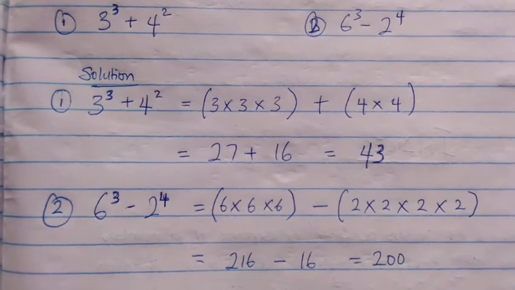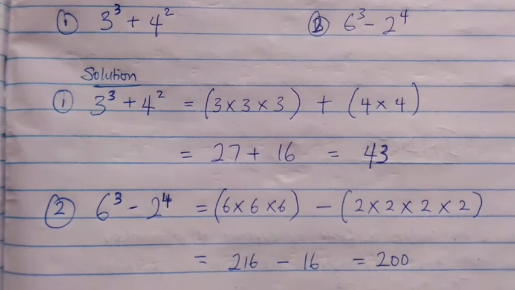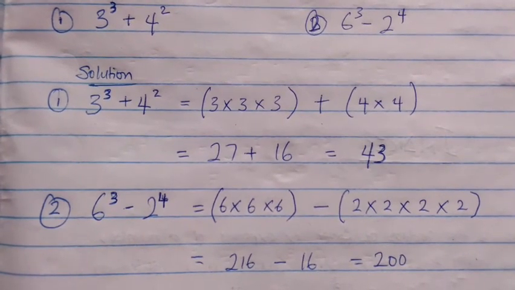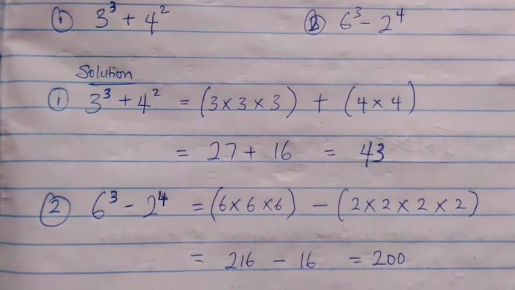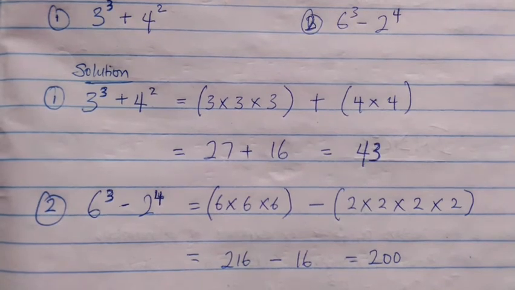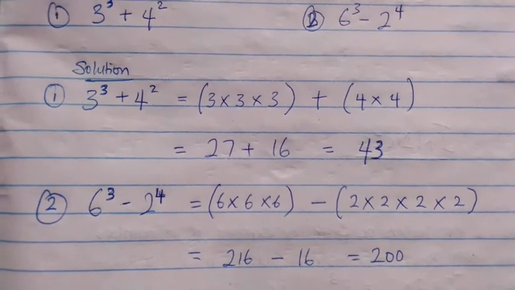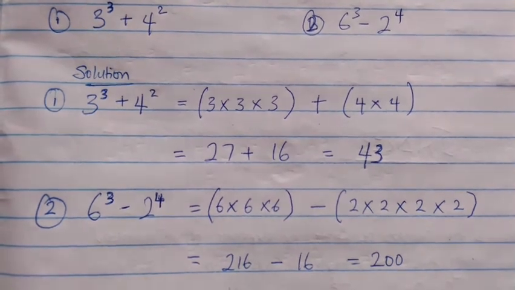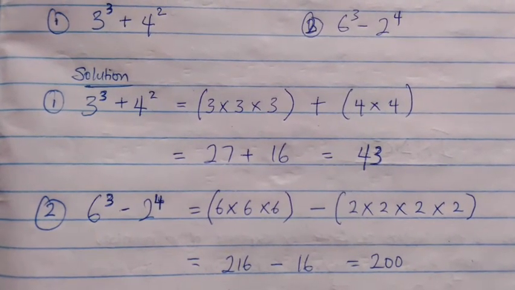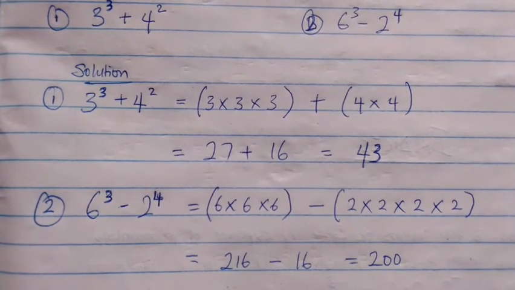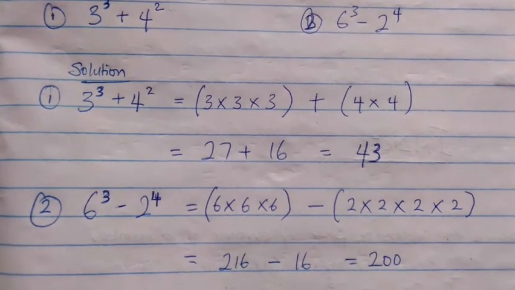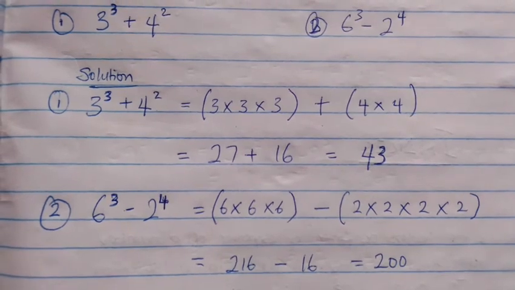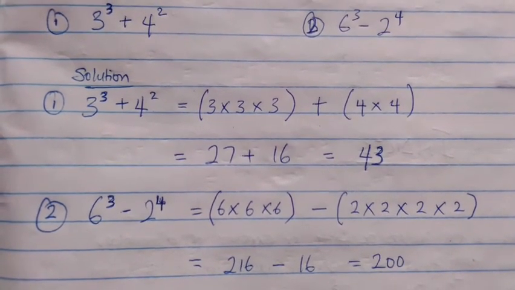So for the solution now, 3 all raised to power 3 plus 4 raised to power 2 can be expressed as 3 times 3 times 3 plus 4 times 4, which 3 times 3 times 3 is 27, and 4 times 4 is 16, where we have it as 43. For the second one, 6 raised to power 3 minus 2 raised to power 4 is the same thing as 6 times 6 times 6 minus 2 times 2 times 2, which is 200.